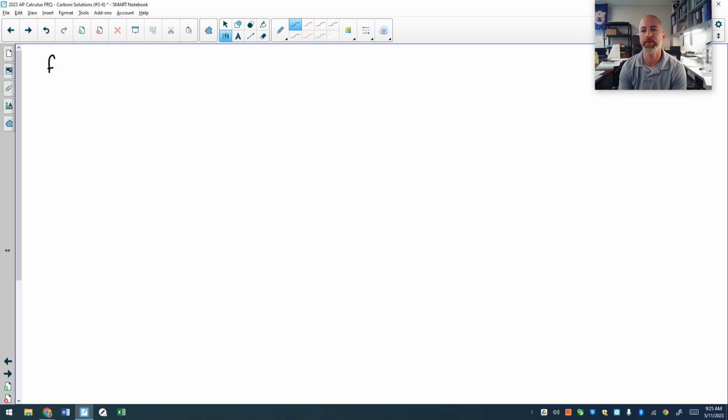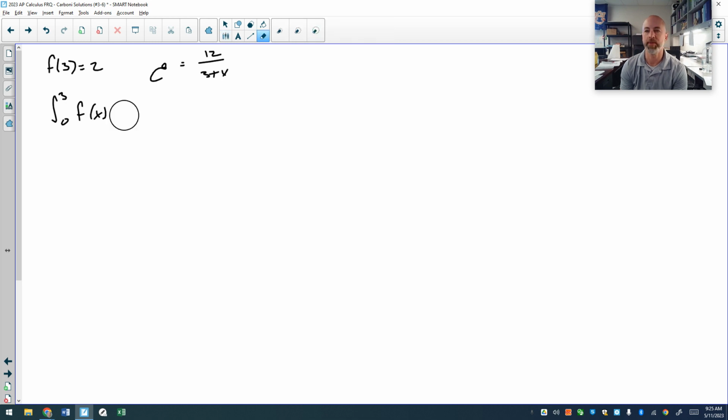So I'm going to do a little bit of game planning. F of 3 is 2. G of x is the function 12 over 3 plus x. That will integrate to a nice natural log. F of 3 is 2. Already have that. And the antiderivative from 0 to 3 of f is 10. I forgot my dx. Okay, so let's start reading.